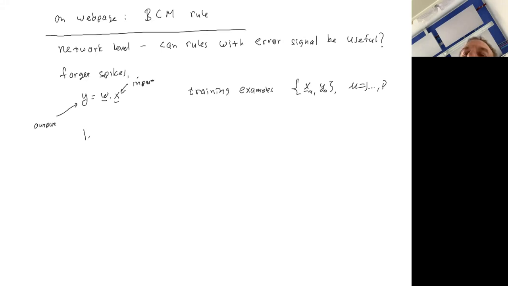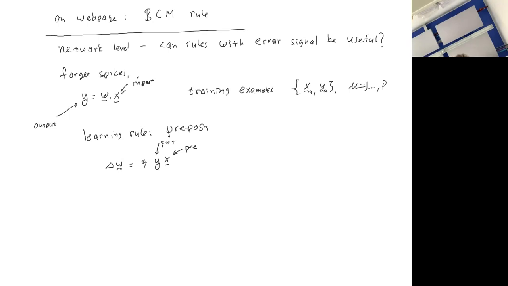And our learning rule is pre-post. Just like our other rule was pre-post, with presynaptic spikes and postsynaptic spikes, our learning rule is going to be delta w equals eta x y, or y x. So this is a postsynaptic term and a presynaptic term. And if we average over lots of training examples, we can write dW/dt, absorbing the eta into our time and putting a tau here, equals the average value of y x.